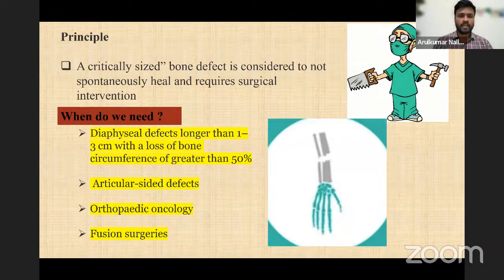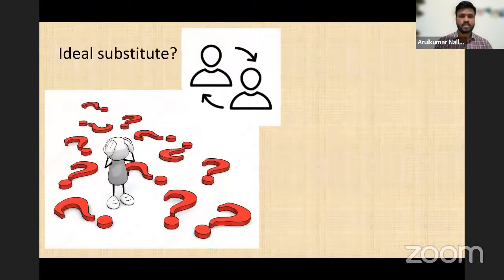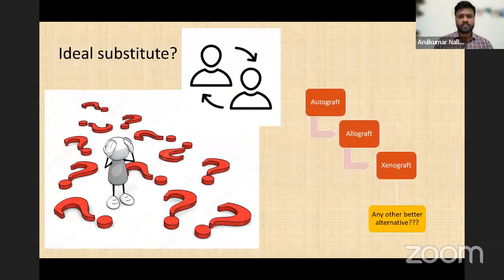Or when we are dealing with articulated defects, or when we are following a major resection in orthopedic oncological surgeries, and in certain fusion surgeries as well. So what are all the ideal substitutes? Autografts, allografts, xenografts are available, but there are certain drawbacks with the autografts, and certain disease transmissions and limitations are there with allograft and xenograft.